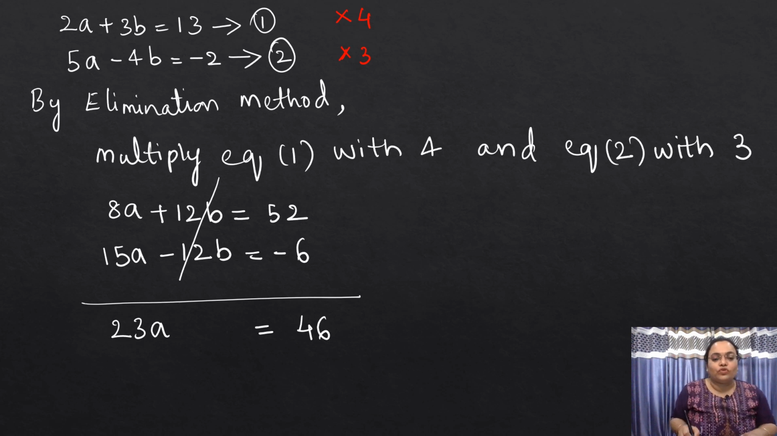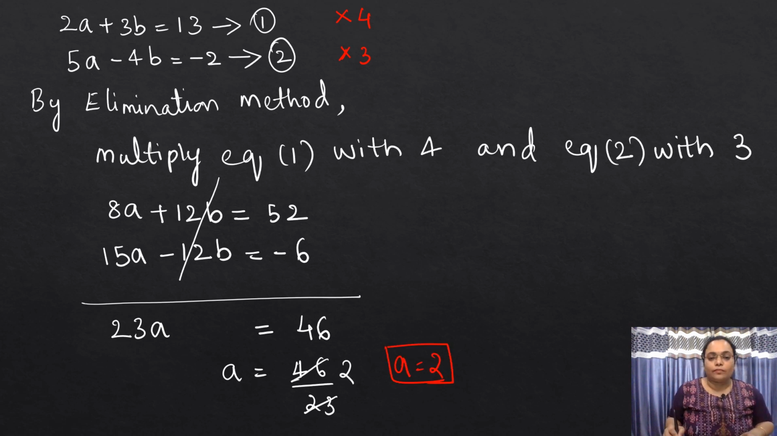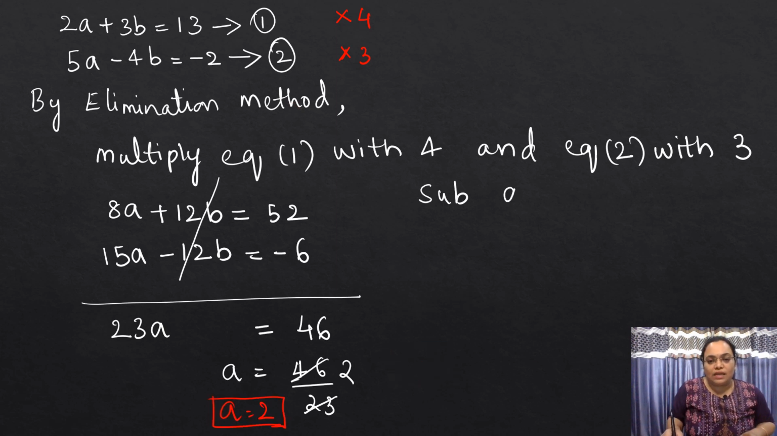From here you will get the a value, which is a is equals to 46 divided by 23. 23 ones are 23, 23 twos are 46. Therefore, a is equals to 2. After getting the a value, we will substitute it in any one of the equations. You will substitute a is equals to 2 in equation 2.